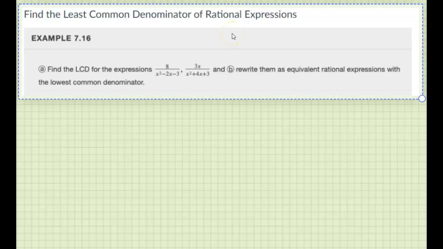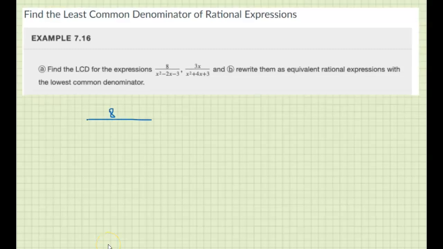All right, so when we have fractions with different denominators, we can't add or subtract them until we make them have the same denominator, right? So let's look at these two rational expressions here. I have 8 over x squared minus 2x minus 3, and the other one is 3x over x squared plus 4x plus 3. This problem doesn't say add or subtract them, it just says find the LCD.